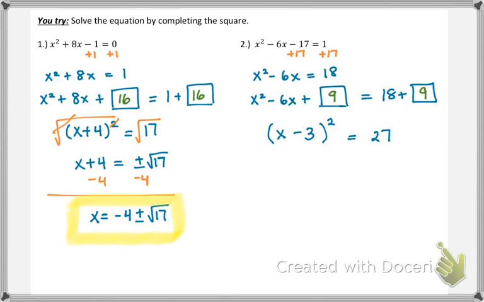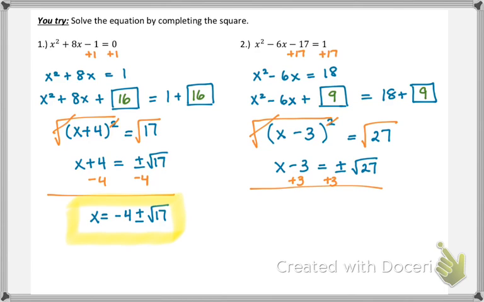Okay, and then now I can solve for x by undoing PEMDAS. Take the square root of both sides to get rid of the square, undo the exponent. I have x minus 3 equals plus or minus, always a positive or negative answer, the square root of 27. And then I can add 3 on both sides. And we have x equals 3 plus or minus the square root of 27.